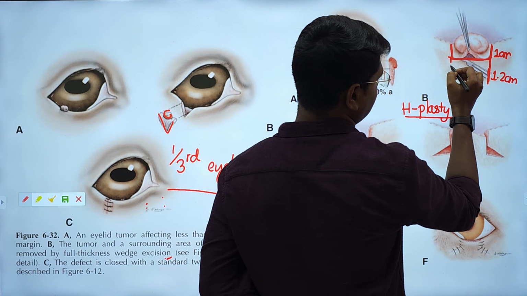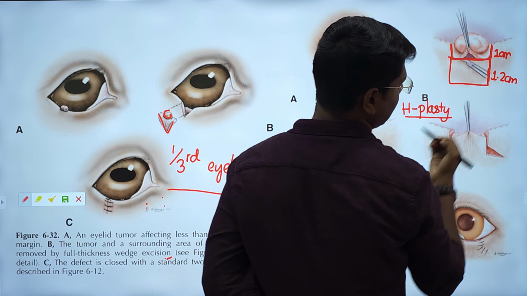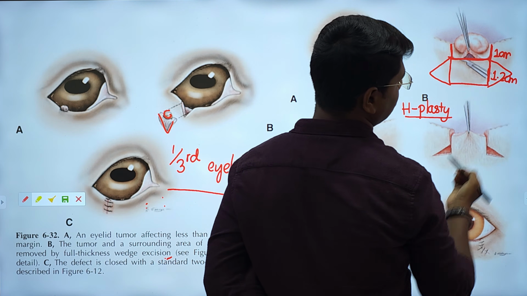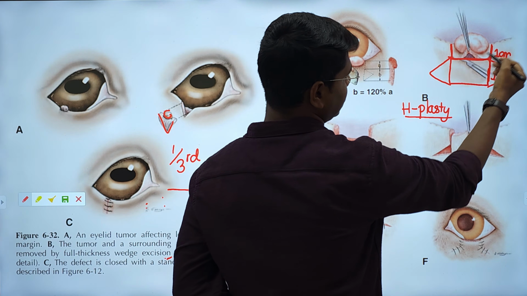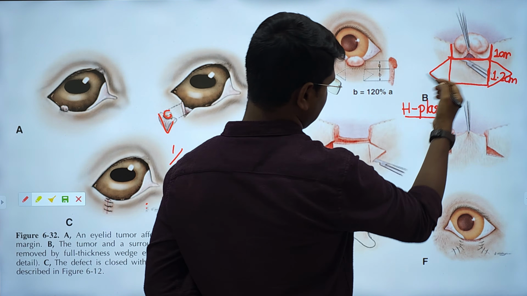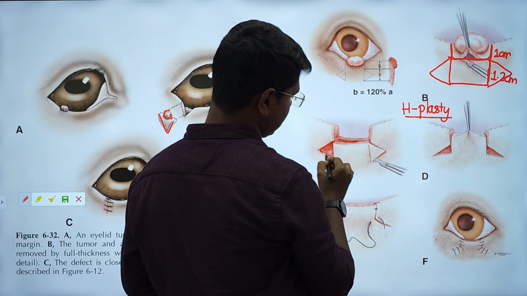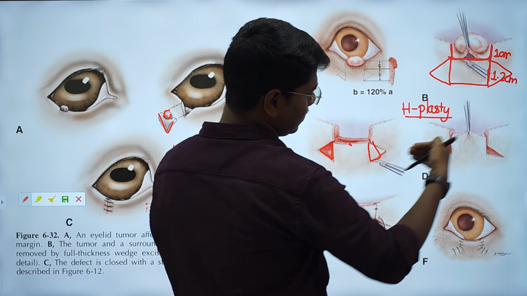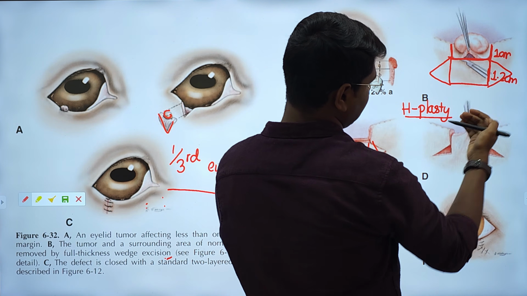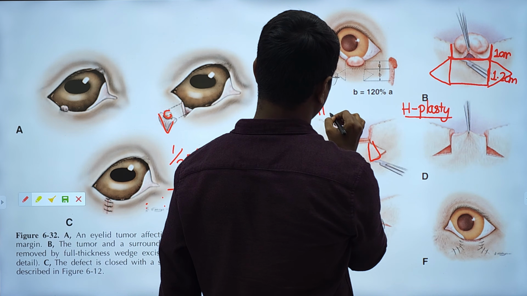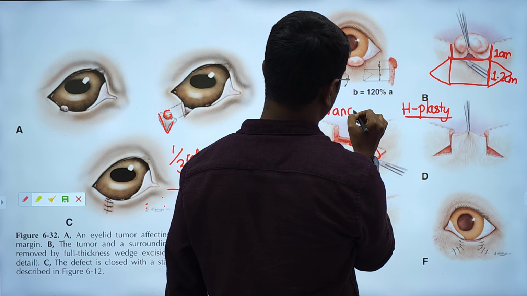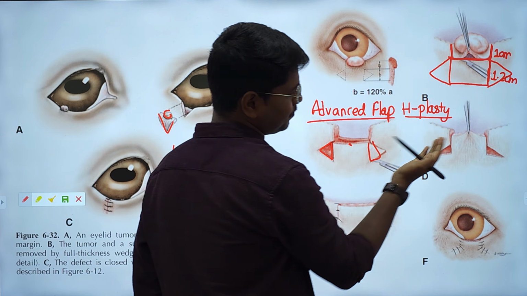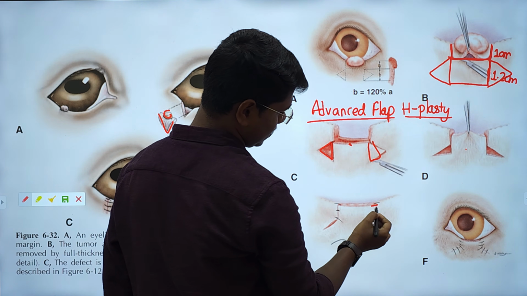Okay. Now on the other side also make this one like this. Then you have to make an equilateral triangle here and here. Now what you have to do? First remove this piece. This piece is removed. Now you have to make a flap. Remove this triangular piece also. Now this flap is created. This flap is advanced. Okay, H-plasty is also known as the advancement flap technique, because a flap is advanced. So it is advanced, then sutured.